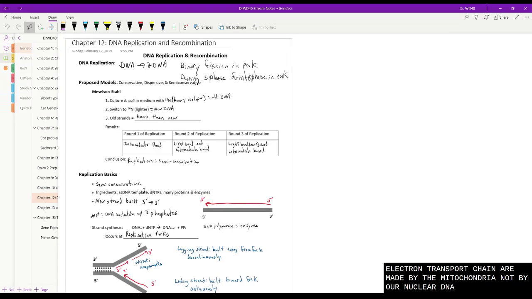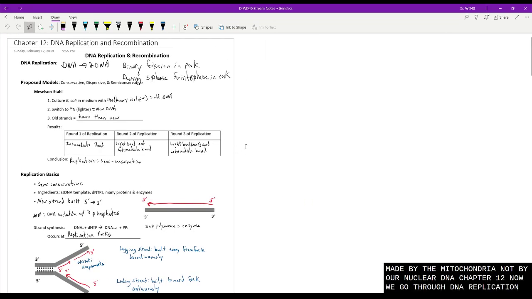All right, chapter 12 now, we go through DNA replication. Okay, when we get into this, I want to bring up something here that will help you. I put this onto the files section on Canvas. But I'll show it on the screen right now.